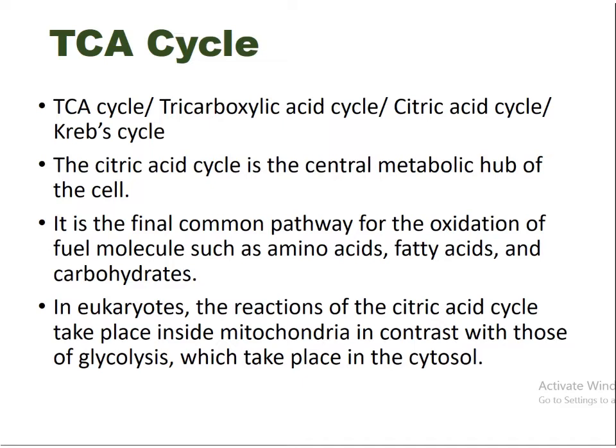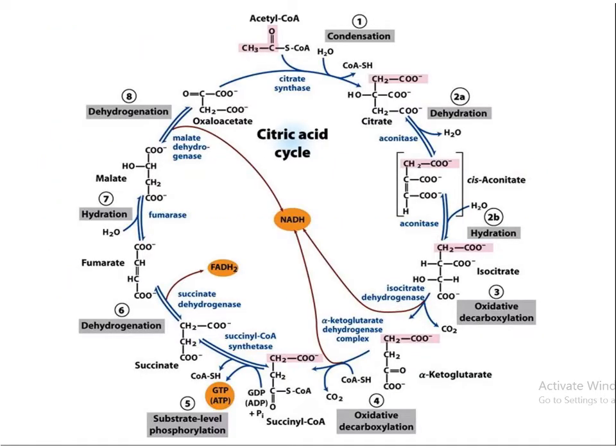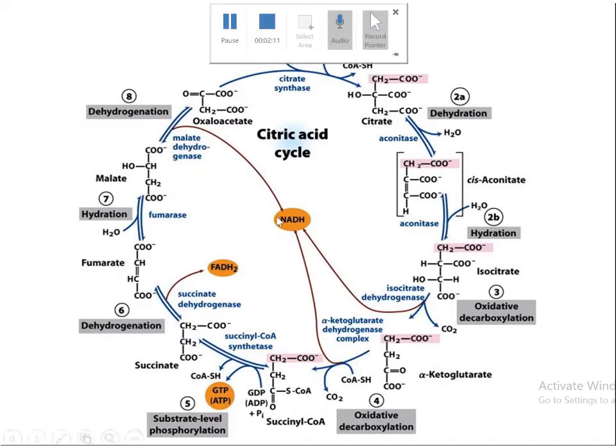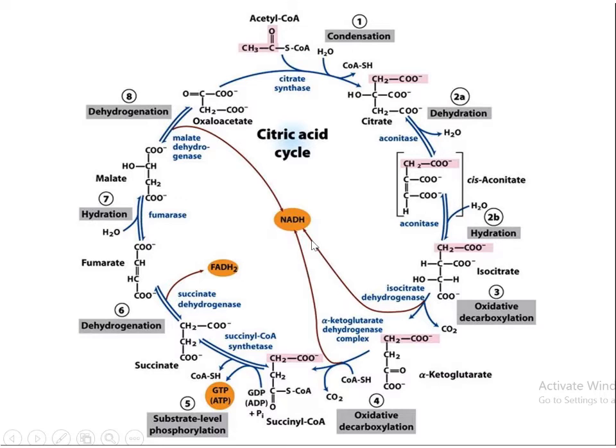Okay, and in eukaryotes the reactions of the citric acid cycle take place inside the mitochondria, that means within the mitochondrial matrix. In contrast, glycolysis takes place in the cytosol. Okay, and now see here, this is the overall citric acid cycle.